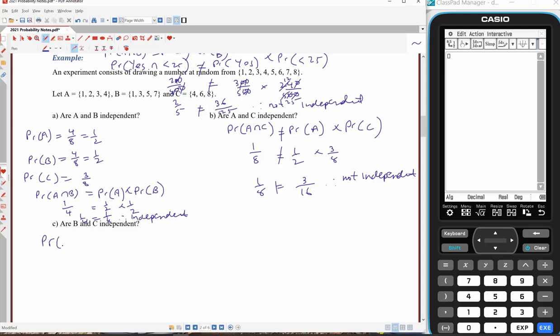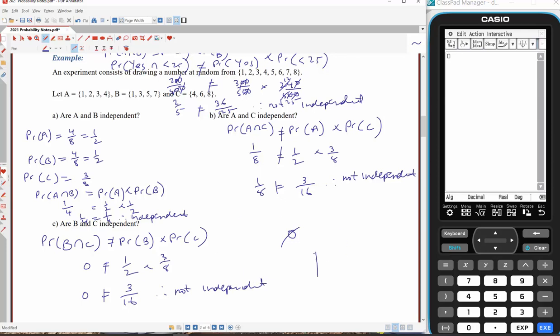All right, are B and C independent? So the probability of B intersect C is equal to the probability of B times the probability of C. The probability of B and C, so that's the probability of the intersection. There's no elements, it's the empty set. So we're going to say that the probability of getting an intersection is 0. There's nothing there, so you can't get it. Is that equal to the probability of B, which is 1 in 2, times 3 in 8? We know that 0 is not equal to 3 in 16. So therefore, not independent.